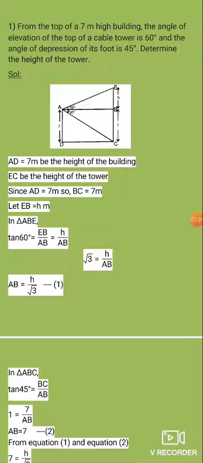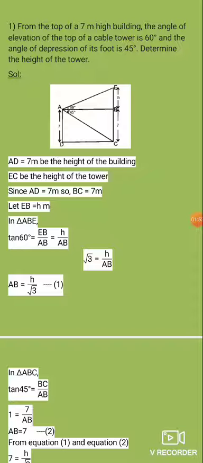Now the second right angle triangle, ABC. Tan 45 degrees is equal to BC by AB. What is tan 45? Yes, 1 is equal to 7 by AB. Now AB is equal to 7. Put equation number 2.